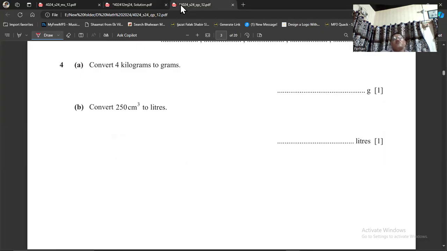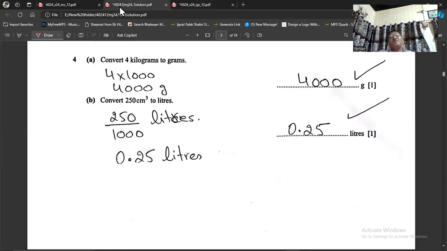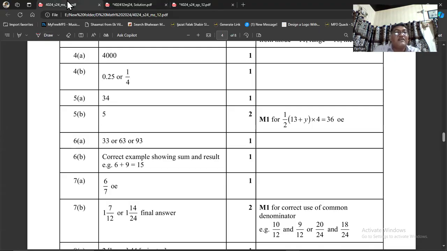Then question number 4, part B. He says convert 250 centimeter cube to liters. If you want to convert centimeter cube into liters, you will have to divide by 1000, because in 1 liter there are 1000 centimeter cube. So I will divide 250 centimeter cube by 1000, and it will be converted into liters. 250 divided by 1000, so the decimal will move 3 steps to the left. So the answer will be 0.25 liters. 0.25 liter is my answer, and that answer is right.